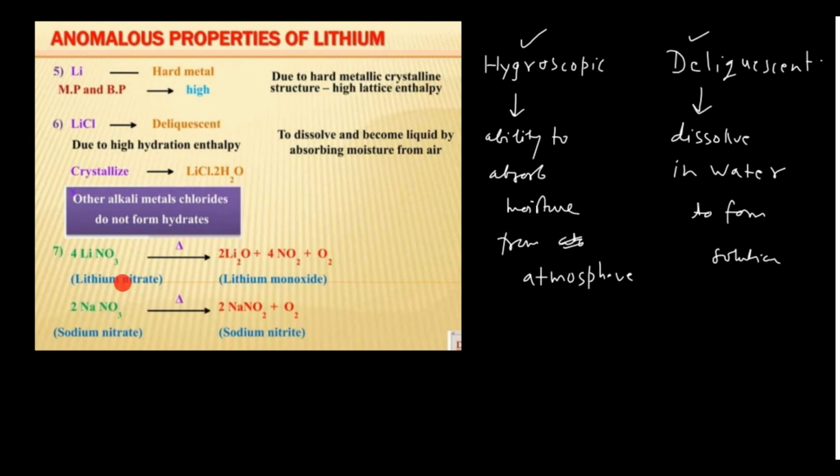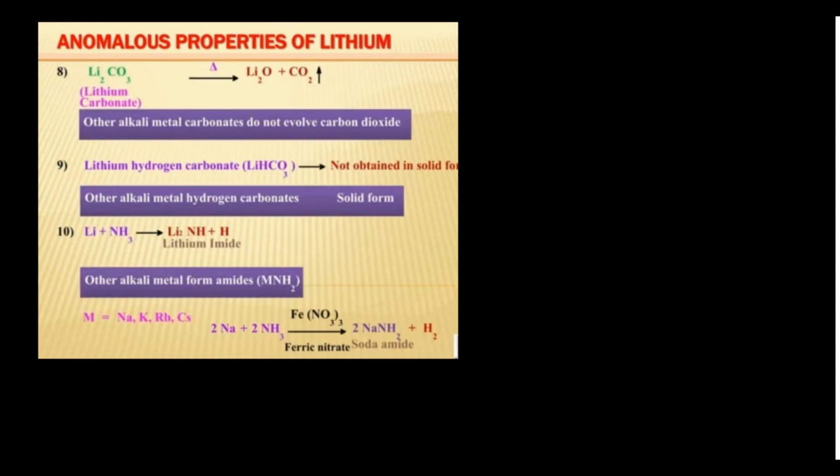Then lithium nitrate, I have discussed, the decomposition is like that, while others will form like that. Lithium carbonate, I have discussed, gives lithium oxide. Lithium bicarbonate is not obtained in the solid form, while other alkali metals are obtained in the solid form. Lithium forms lithium imide, while the rest form amides. This is very important, which I had missed actually.